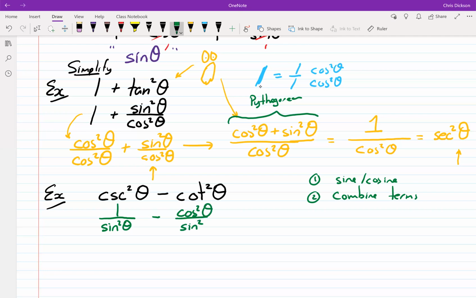And now I have two terms here, and I'm subtracting them, so I need to have a common denominator, which I actually already have, so I can easily combine these two terms. And that's going to give me 1 minus cos squared theta all over sine squared theta.